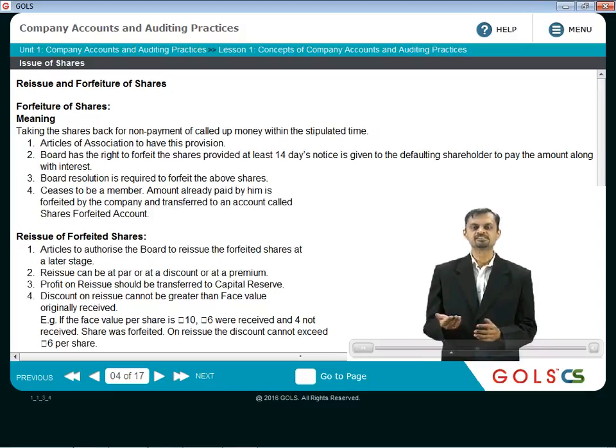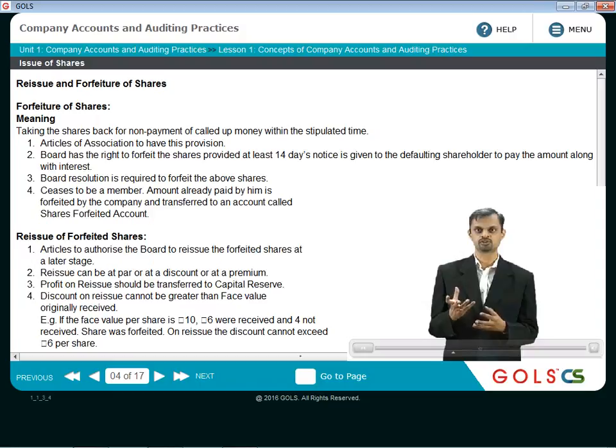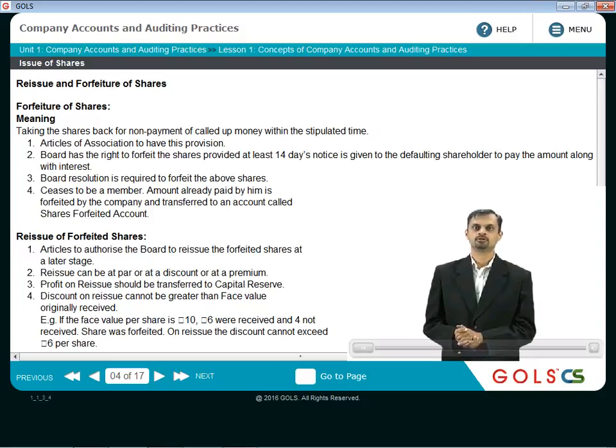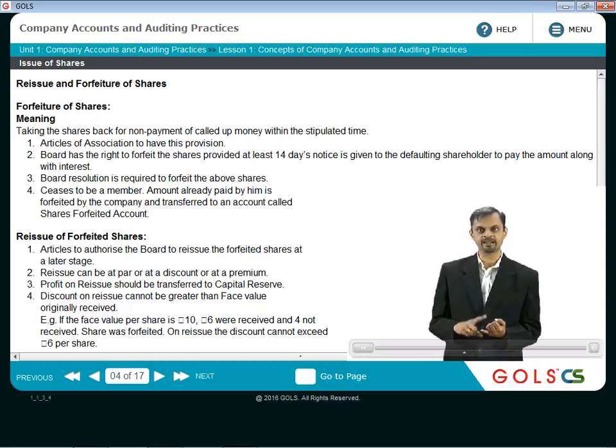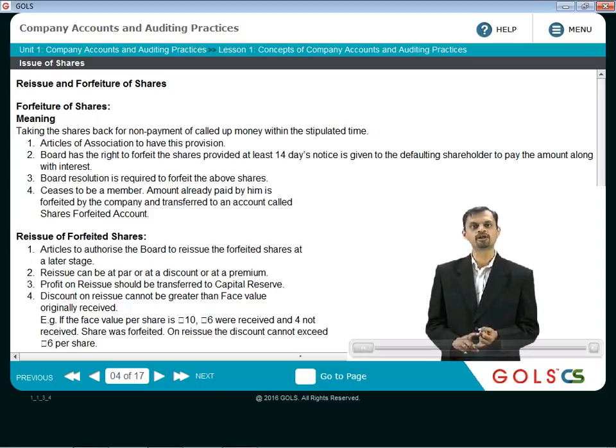Now once the shares are forfeited by the company, the share certificates or the shares remain with the company. At a later stage, the company may decide to reissue these shares to some other individual. That is called a reissue of forfeited shares. So articles of association need to authorize the board to reissue the forfeited shares at a later stage. What you need to remember here is that this reissue of forfeited shares can be at par or at a discount or at a premium.